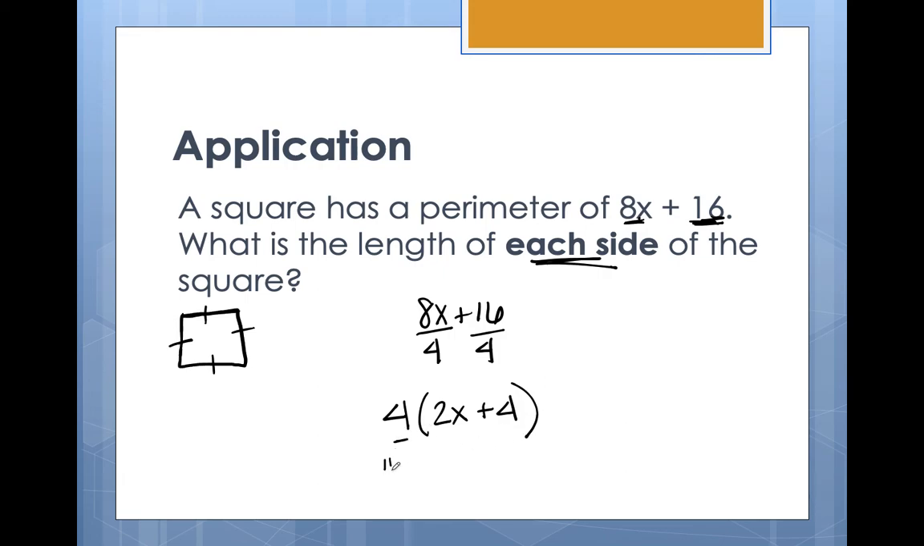4 is the number of sides, and 2x plus 4 is the length of each one. So our answer for this is just 2x plus 4 because the question only asks what is the length of each side.